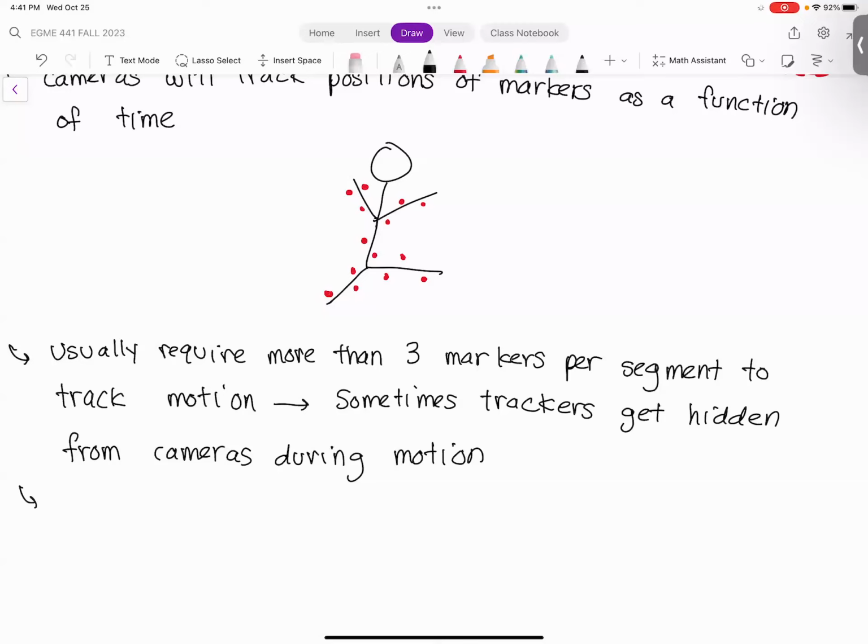Another thing that can happen is that as a person goes through their motion, these trackers are not completely stationary on the person's body. The assumption a lot of people make is that once you attach a marker to your arm, it's rigidly there. But what tends to happen as a person moves is that the local position of these markers tends to shift or vibrate from their original positions.